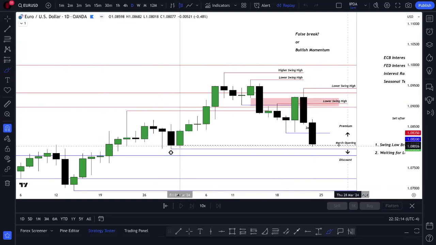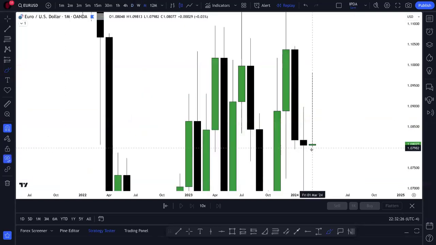And what does it do? It hits March opening price. Right back down to March's opening price. So it hardly went anywhere, to be honest. It went right back to the open. So this candle, let's look at the monthly candle. Look how small it is right now. It didn't really go anywhere. It gave up all its gains. It came all the way back down.